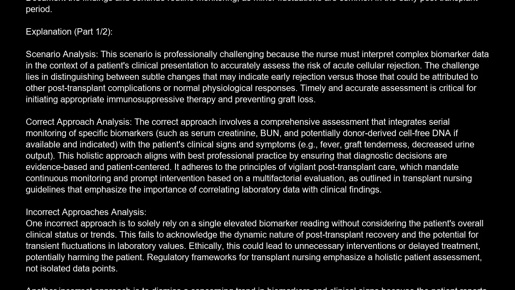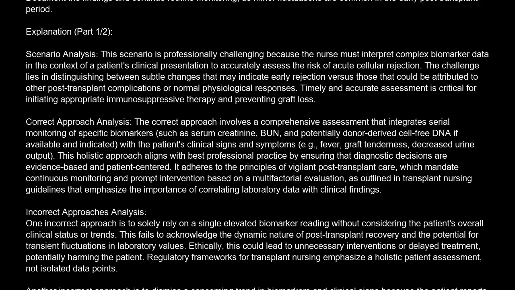The correct answer is D. Document the findings and continue routine monitoring, as minor fluctuations are common in the early post-transplant period. Explanation: scenario analysis. This scenario is professionally challenging because the nurse must interpret complex biomarker data in the context of a patient's clinical presentation to accurately assess the risk of acute cellular rejection.